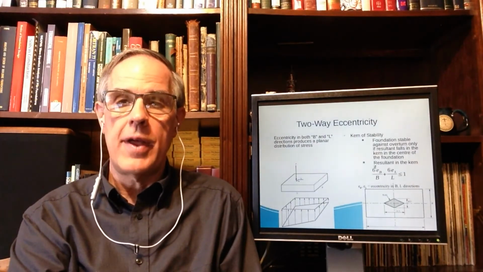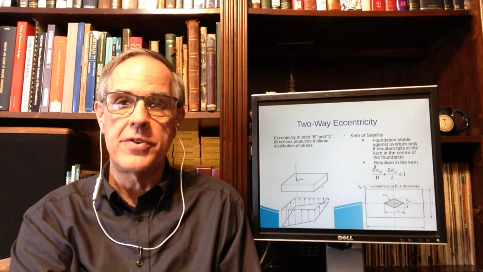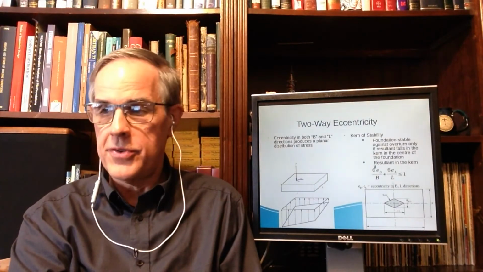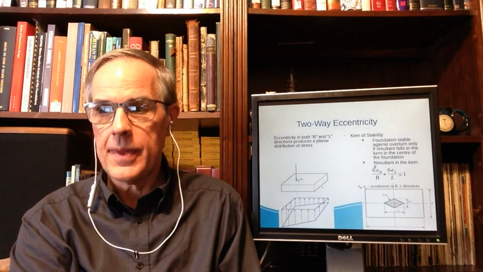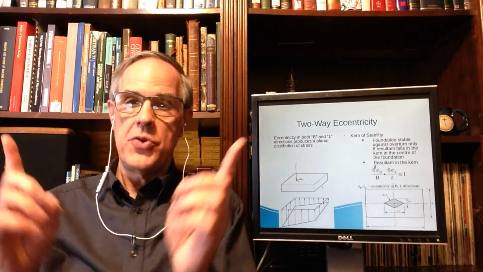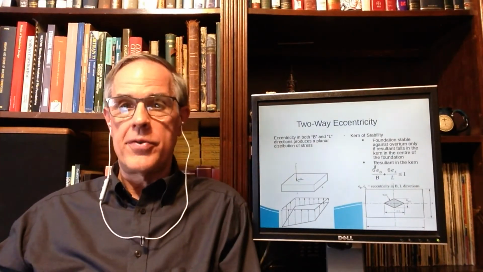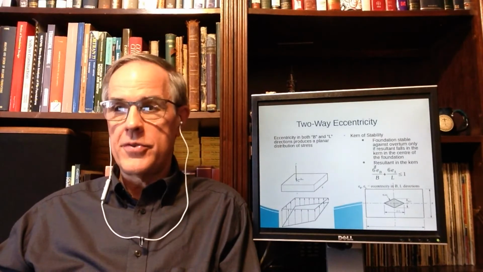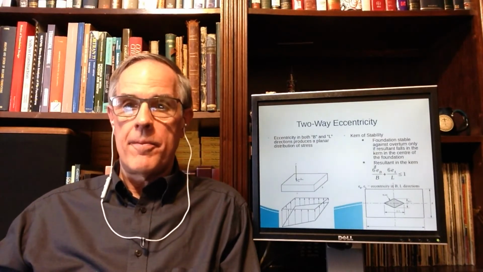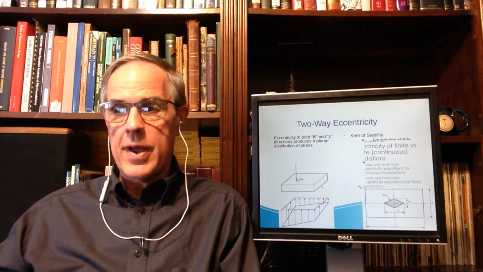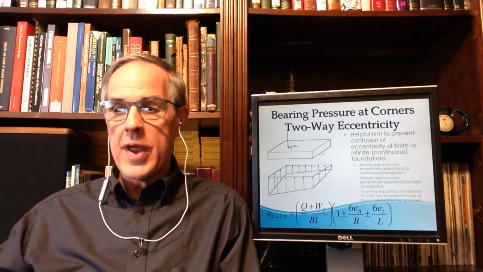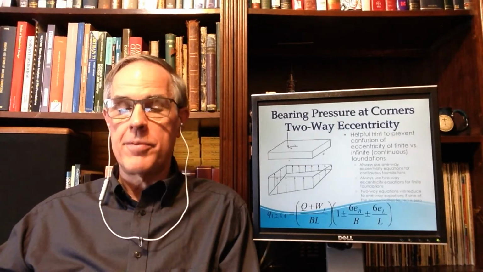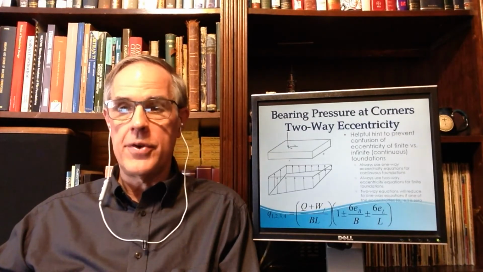You can compute, obviously with a two-way system, you don't have just eccentricity at the center, at two edges. You've got it at four corners, and four corners of eccentricity will give you four different pressures to compute if you go that route, or if you're asked to do it.